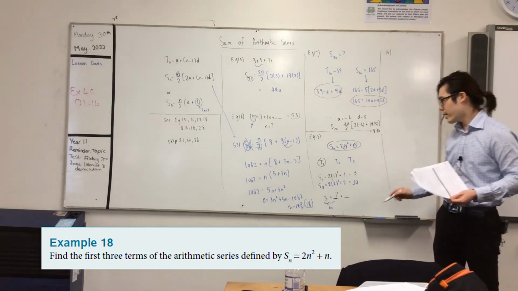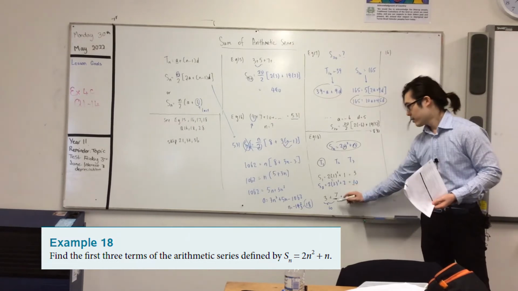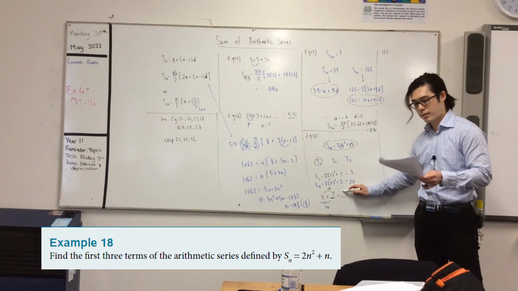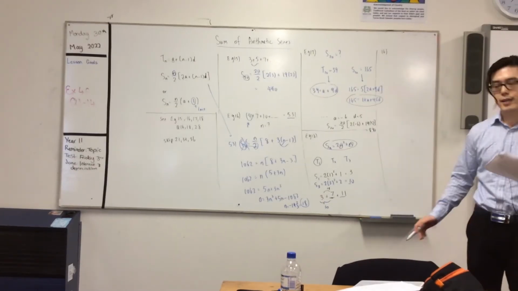So that's the easiest way to go about it. Okay? And then even from here, you can obviously see what it's going up by. So what's it going up by? 4. So that means the next number has to be 11. That would be the easiest way to go about it. Okay? I just wanted to show you that.